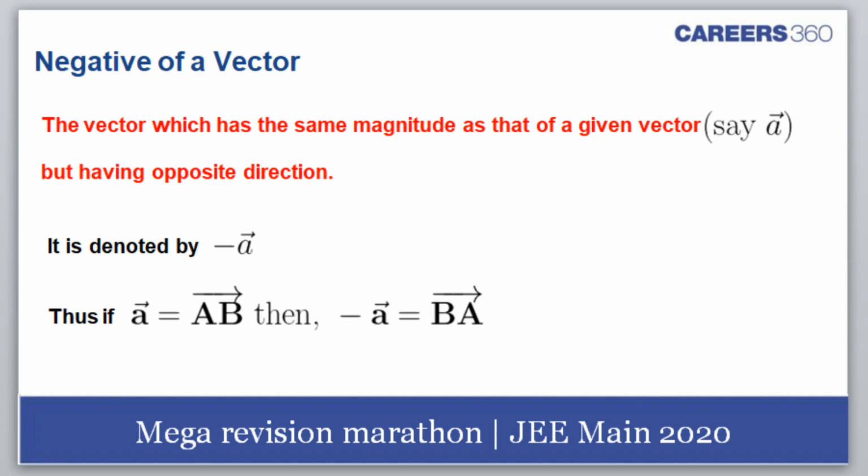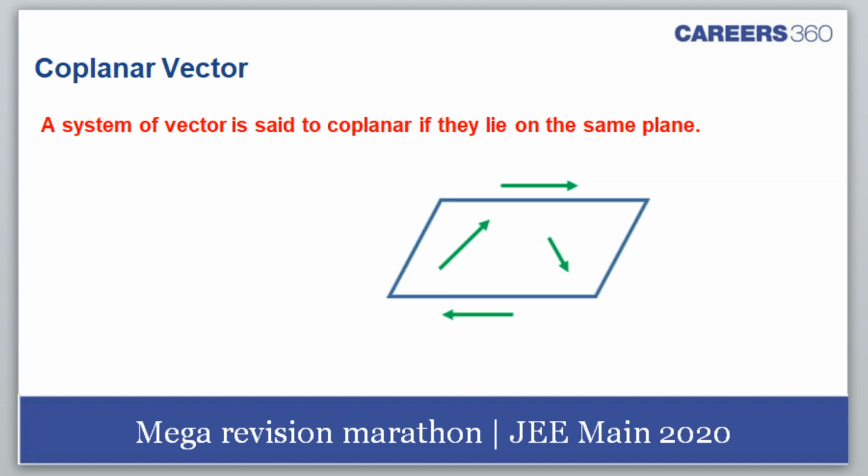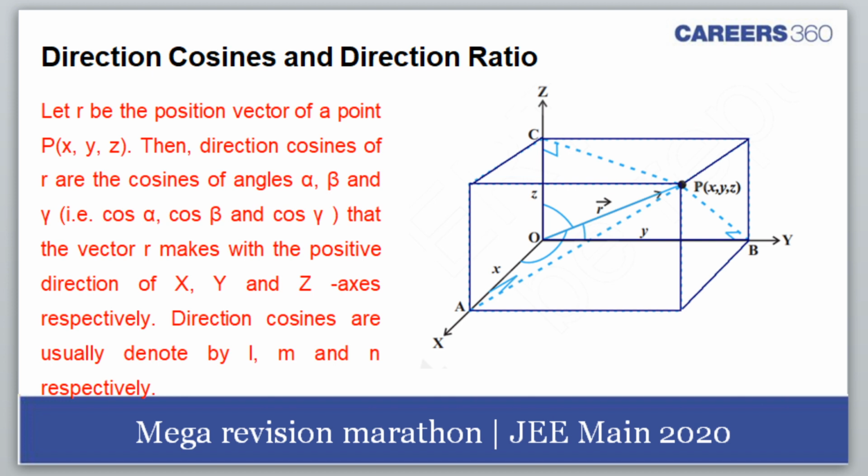So we quickly glance through these concepts. Coplanar vectors are all the vectors lying on the same plane. Okay. Then direction cosines and direction ratios. I think this becomes a very important point to understand.